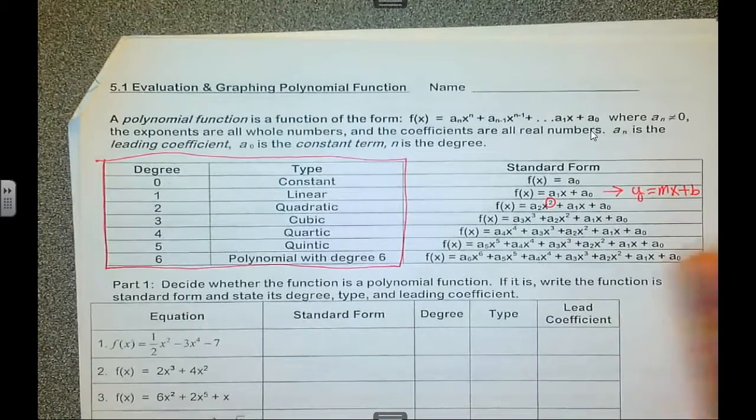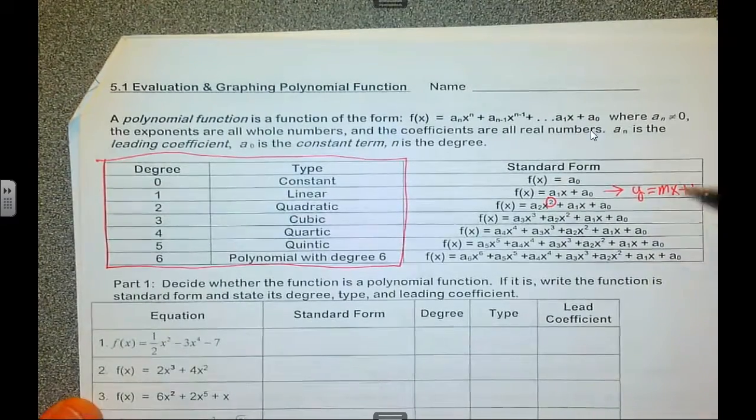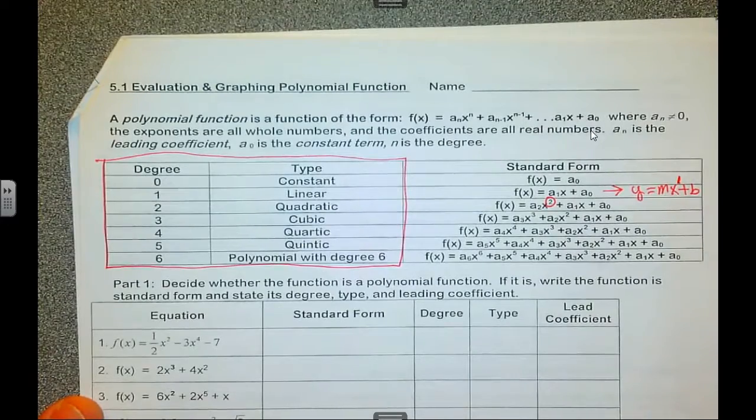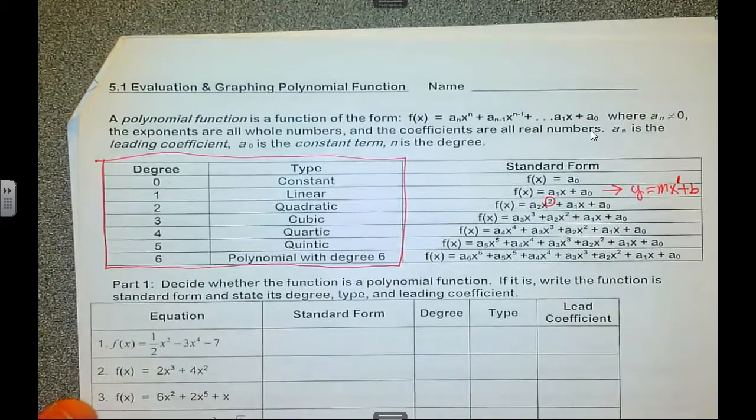You guys have worked with linear equations. In Algebra 1, 90% of the time you worked with linear equations. What's a linear equation? Don't forget, if there's no exponent there, it's a 1. So it's degree 1. It's a line, right?